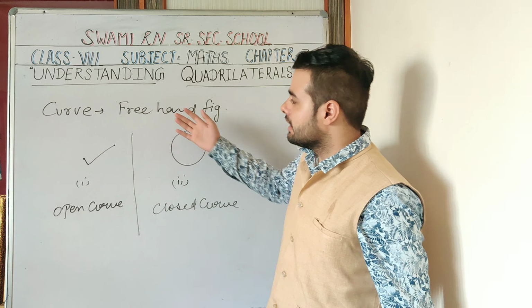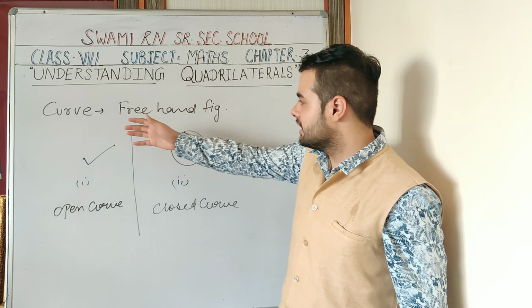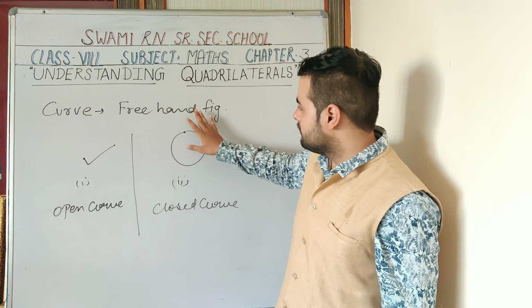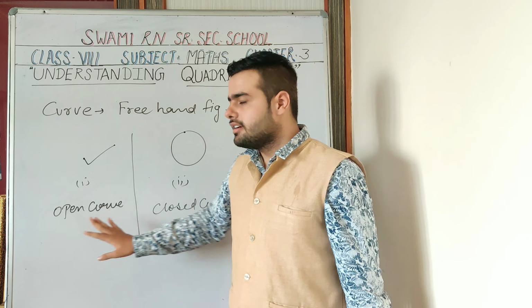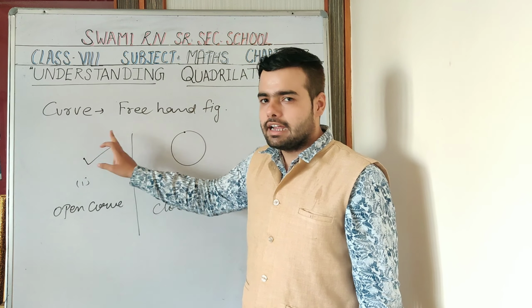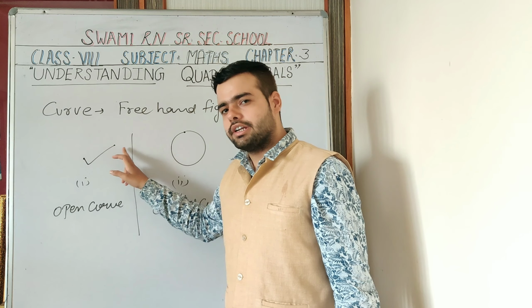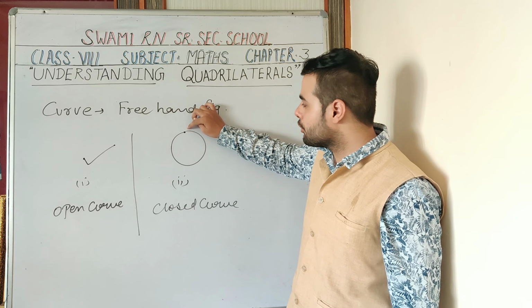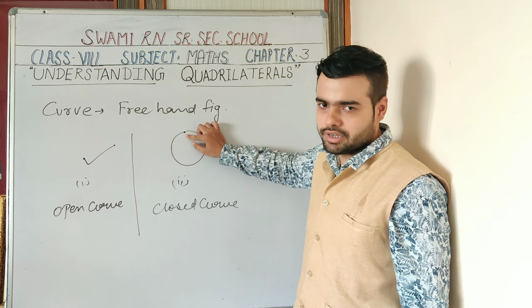Okay students, that is the curve. I am repeating again, a freehand figure is known as a curve. Curves are of two types, open and closed. In an open curve the starting and ending points are not joined together, and in a closed curve the starting and ending points are joined at any one point.